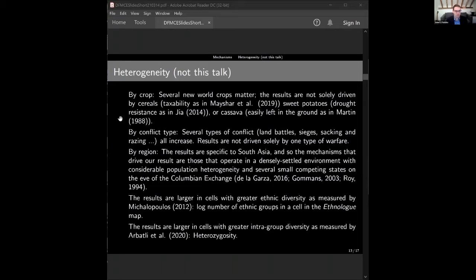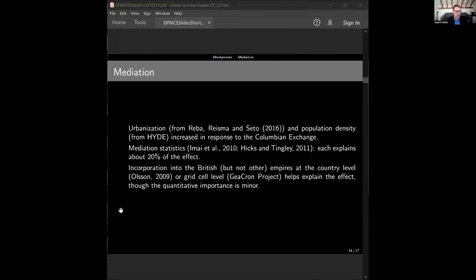I won't show you the heterogeneity analyses in this table, but it looks as though several crops matter, and it looks as though several types of conflict respond, but the results are largely driven by South Asia, which is a densely settled urban environment with a lot of population heterogeneity and a lot of competing states in 1492. It looks as though it's the more diverse cells in the data, either measured by heterozygosity or by number of ethnic groups, that are responding most to caloric suitability.